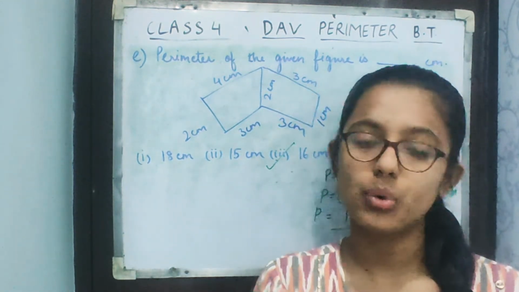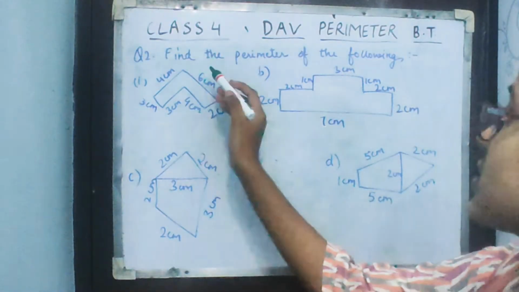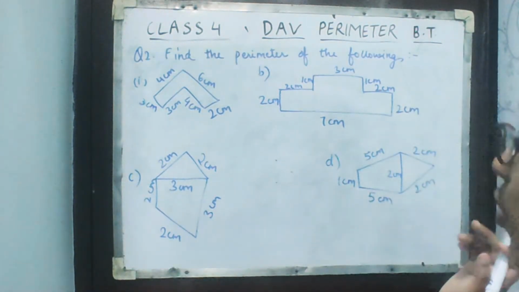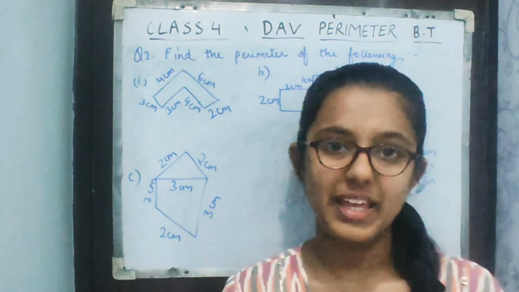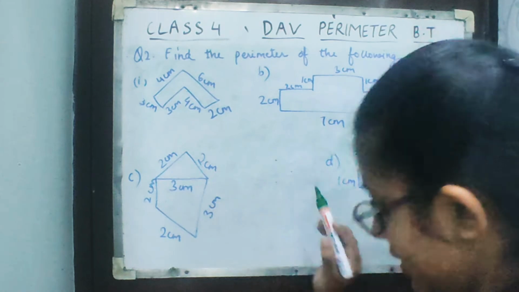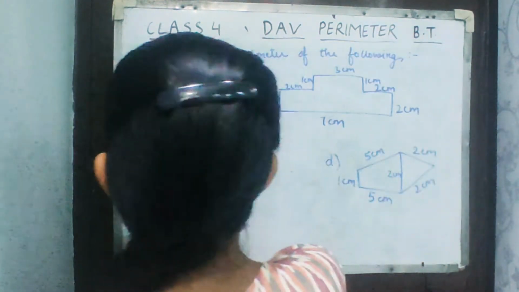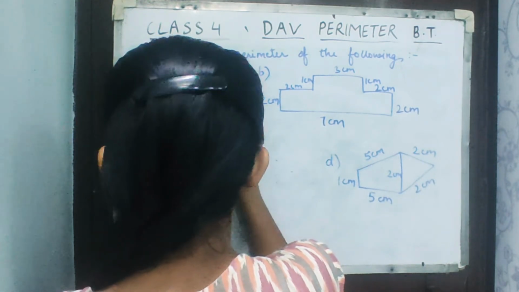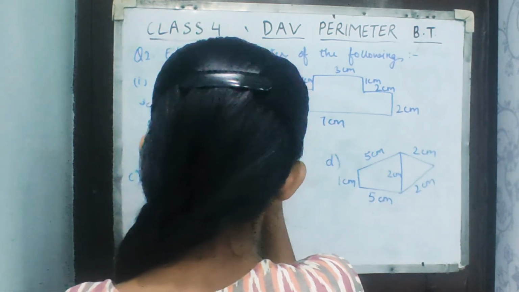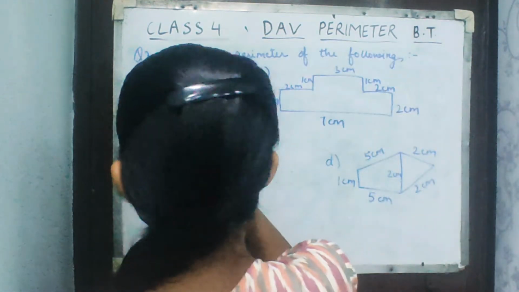Now let's come to question number 2. So coming to our question 2, that is find the perimeter of the following. Okay, so 4 figures are given to us and we have to find the perimeter. Okay, so let's start with the first figure. So perimeter means sum of all sides. So perimeter is equals to sum of all sides. That means what?